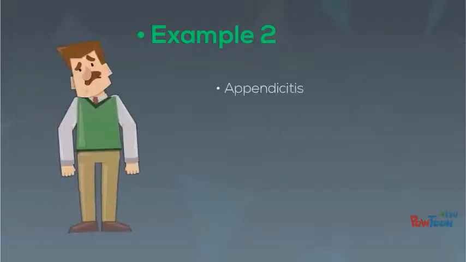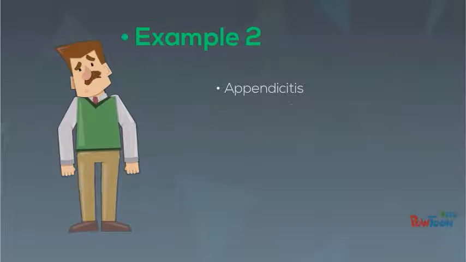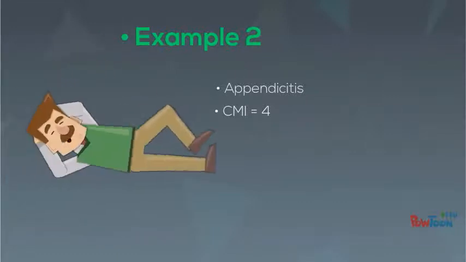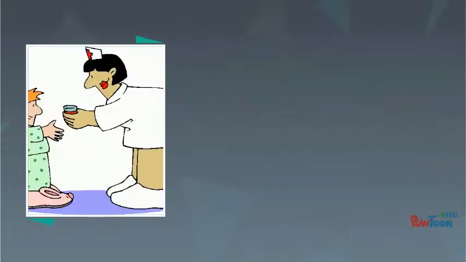A patient named Tom has appendicitis, and from this information, he is categorized at a CMI stage of 1.01. Stage 1 is the lowest severity classification for illness, and it means that Tom does not have any complications with his disease. If Tom had been categorized as CMI stage 4, he would be considered in the highest severity classification, which means death. Let's move on to RIWs, or resource intensity weights.